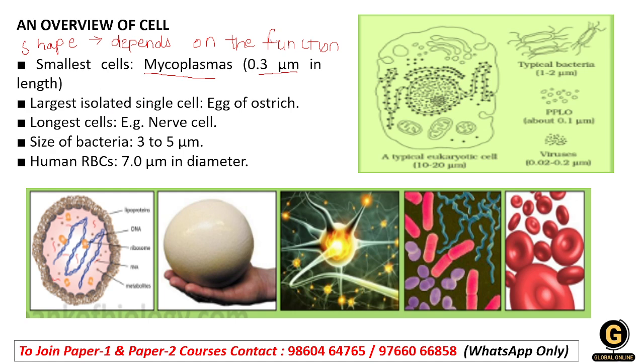Yes, which is the largest isolated cell? Egg of ostrich. Which is the longest cell? Nerve cell. What is the size of bacteria? 3.5 micrometer. Yes, it is average. 3.5 micrometer is the average size of the bacteria, and human RBC is 7.0 micrometer in diameter. So this was all about the size of the cell. Please remember, MCQ questions will come on this, students. Which is the largest isolated single cell? Egg of ostrich. Which is the longest cell? Nerve cell. What is the size of bacteria? 3.5 micrometer. Yes, what is the length of human RBC? 7.0 micrometer in diameter. So this was all about the size of the cell.